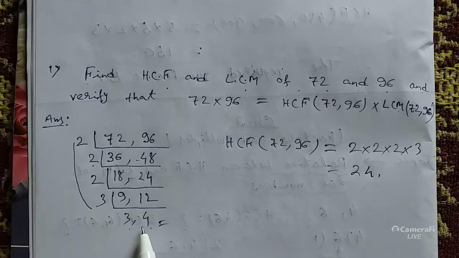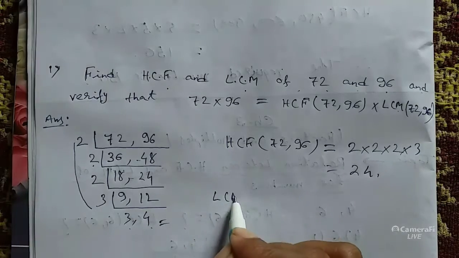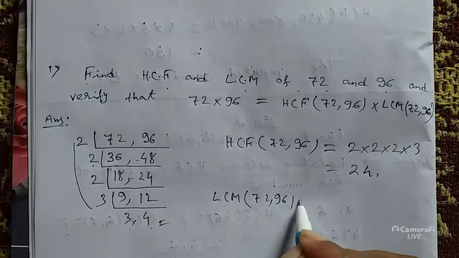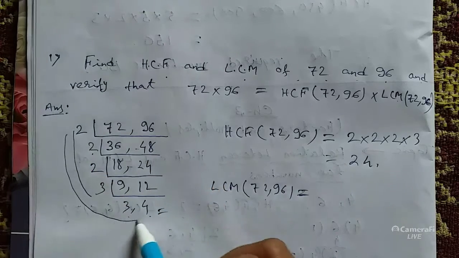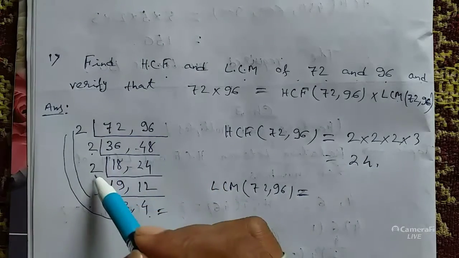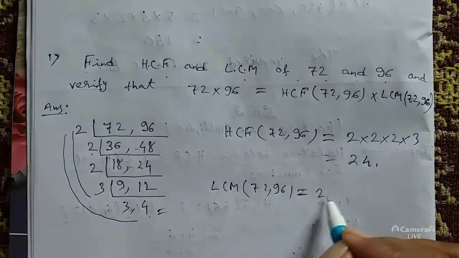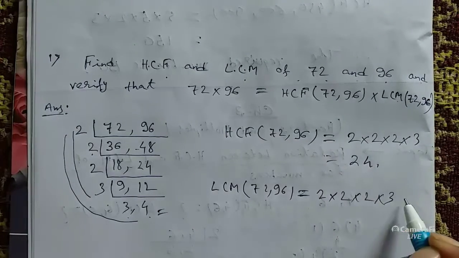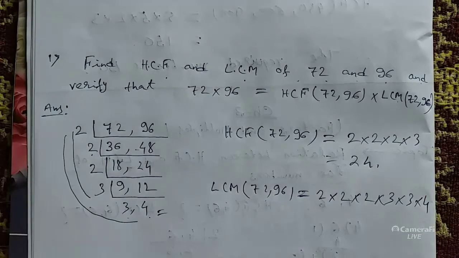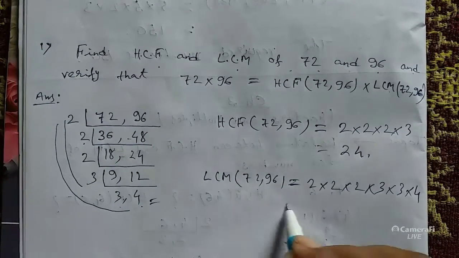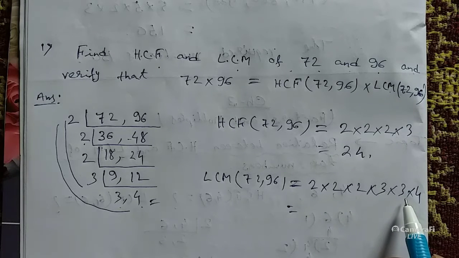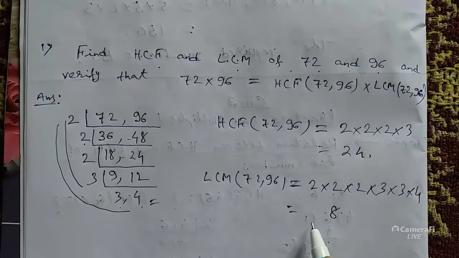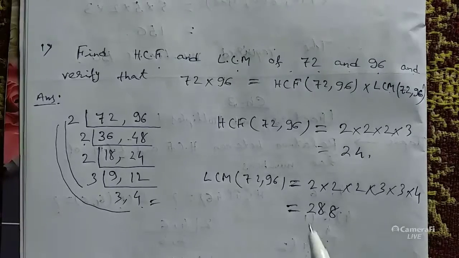Okay. Now 3 and 4 are here. We can find the LCM of 72 and 96 from here only, but in that case we have to take all these factors: 2, 2, 2, 3 and 3 and 4. 2 multiplied by 2 multiplied by 2 multiplied by 3 multiplied by 3 multiplied by 4. Find the product: 2 2s are 4, 4 2s are 8, 8 3s are 24, 24 3s are 72. 72 multiplied by 4, 2 4s are 8, 7 4s are 28, so 288 becomes the LCM.